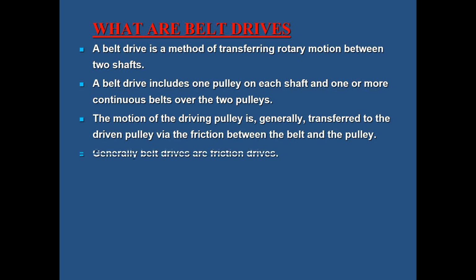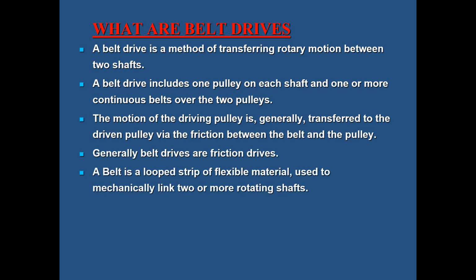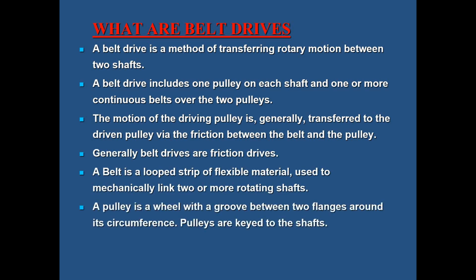Here friction acts between the pulleys and the belt. So generally belt drives are friction drives. In this, a looped system is generated. It will be acting as a mechanical element. In general, a pulley is a wheel with a groove between two flanges around its circumference.